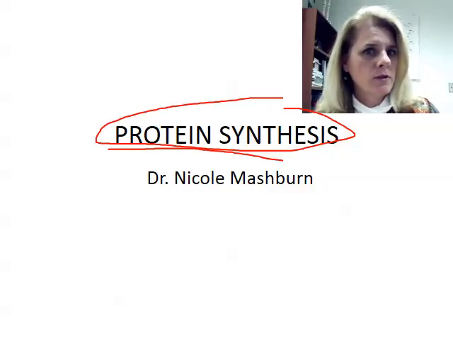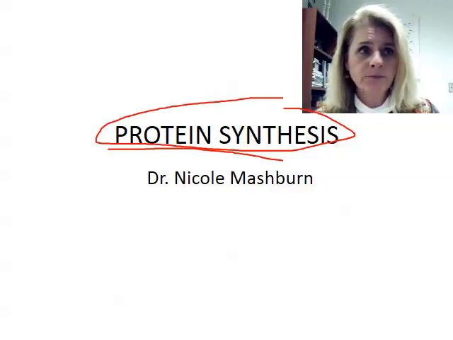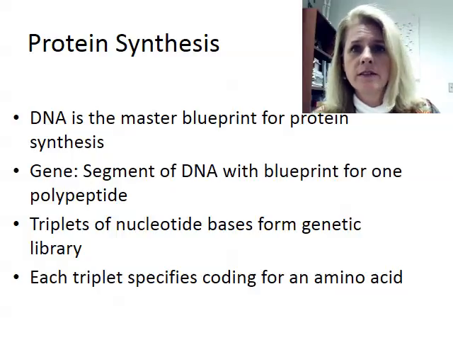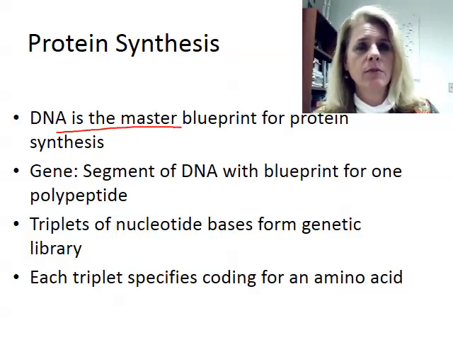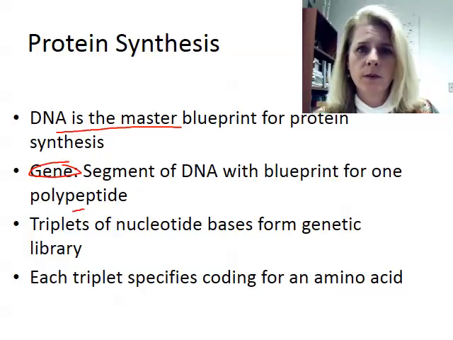So do you remember what a protein is? A protein is a polypeptide chain of amino acids. That means you've taken a bunch of amino acids and linked them together to make a protein, okay? That's what we're talking about. So protein synthesis, remember, DNA is the blueprint for protein synthesis. So each gene is just a segment of DNA that codes for one protein or one polypeptide.